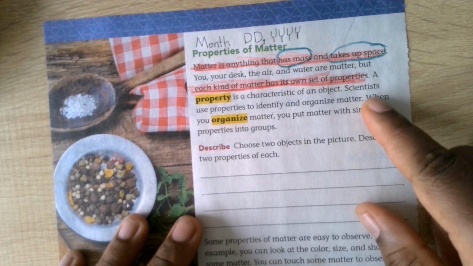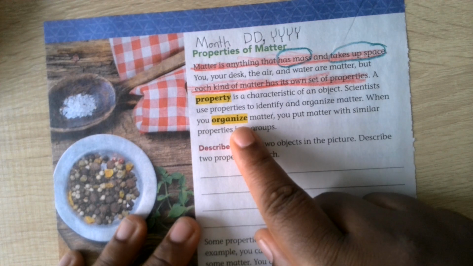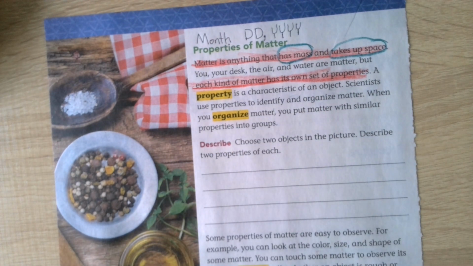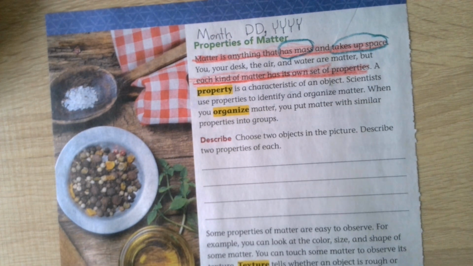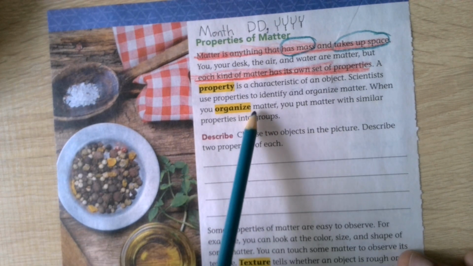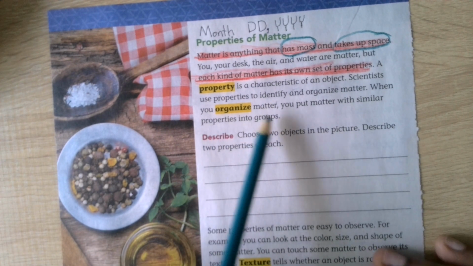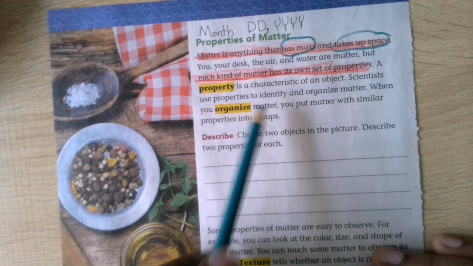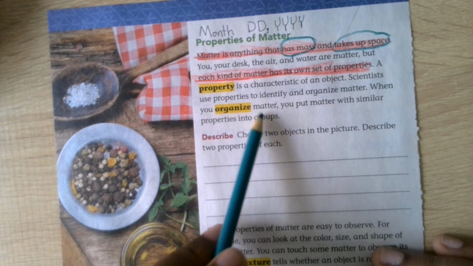Then they tell me what a property is. They tell me what organized means. You know what it means to organize something. You put things where they go. If you organize your Pokemon cards, or if you organize your LOL dolls, you organize the LOL doll shoes. You put them with the other shoes that go for the LOL dolls. You know what organized means, so I'm not going to annotate that.